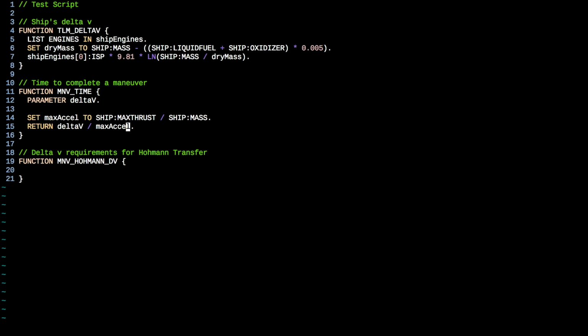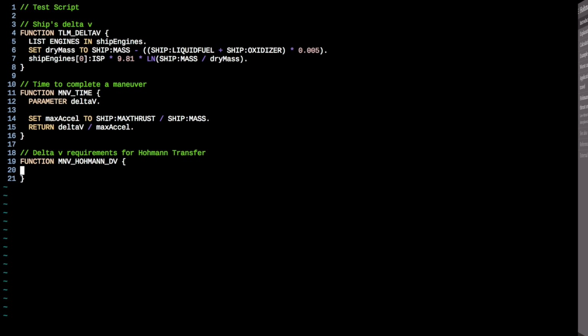And hopefully, we'll again compare this to the maneuver notes that we get from the tracking station and see, does it roughly match up? Now, this last one is going to be tricky. We're going to have to jump over to Wikipedia again to figure out how we calculate Hohmann Transfer delta V.